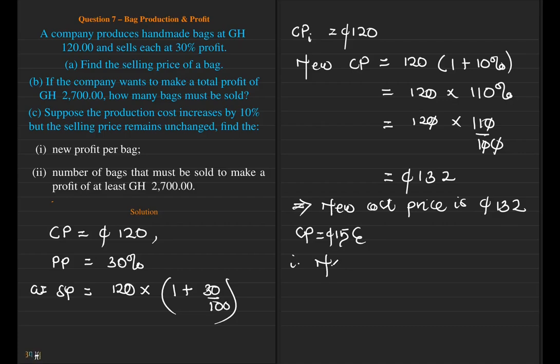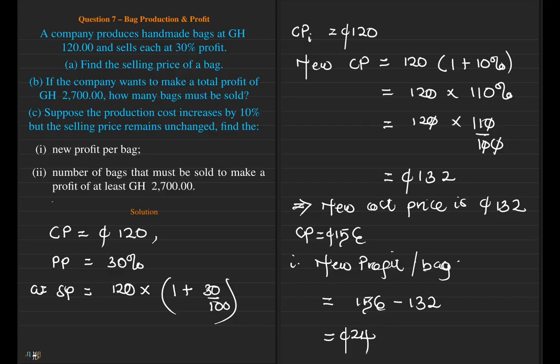So we say new profit, that is per bag, is then going to be equal to the selling price, which is 156 minus 132. Evaluating that then gives us 24 cedis. So it means for each and every bag, the new profit we are getting is 24 cedis.